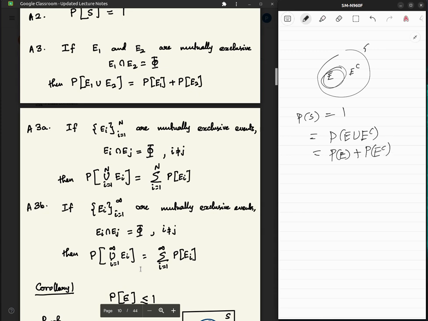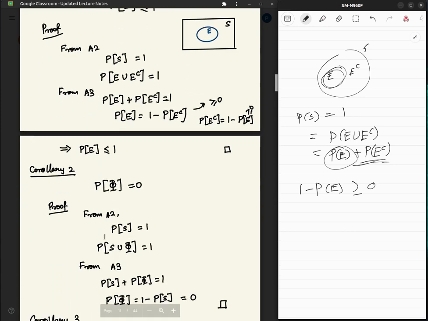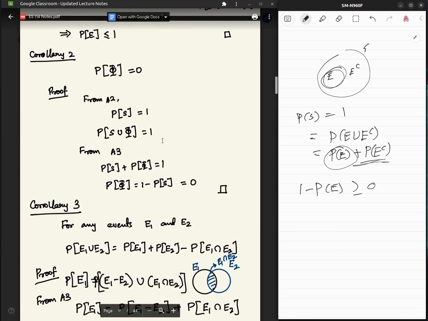Right. And we just assumed that every probability is bigger than or equal to 0. So we know that this thing is bigger than or equal to 0. So that just means p is less than or equal to 1, because 1 minus P(E) is bigger than or equal to 0. So p is less than or equal to 1. Makes sense. Okay, that's proved. I don't want to be looking at your proof.